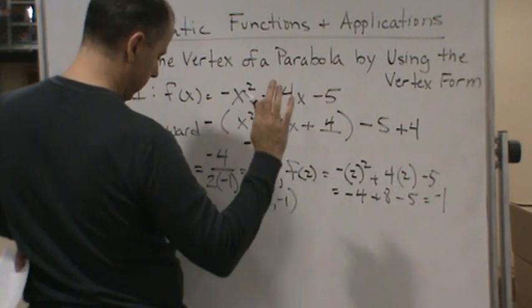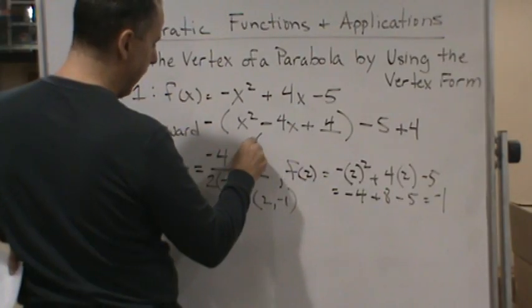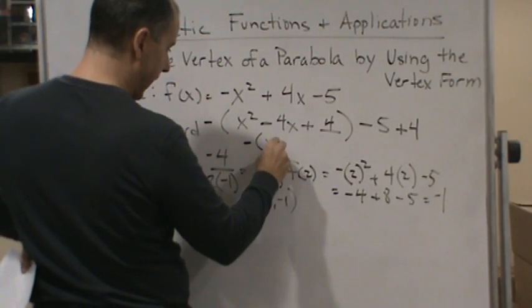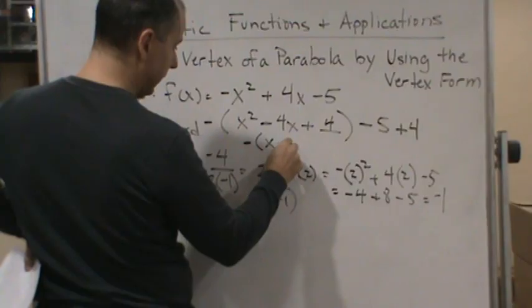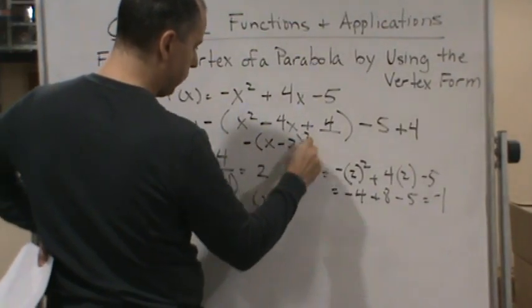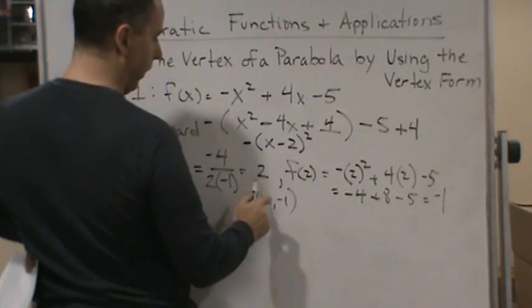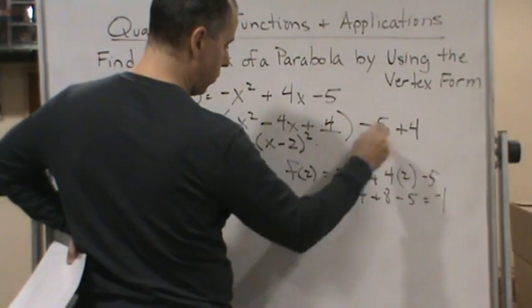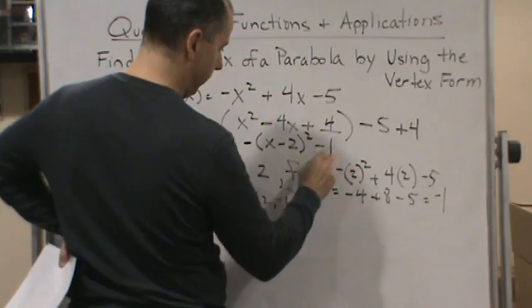So let me rephrase. It's going to be a minus of the quantity x minus 2, right? Because I take half of the middle term, quantity squared. So now that's the perfect square. Now this is going to be a -1.